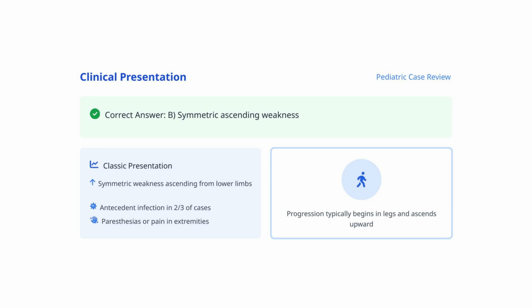Guillain-Barré syndrome typically presents with symmetric weakness that begins in the lower extremities and ascends upward. Approximately 2/3 of pediatric cases follow an antecedent infection, usually respiratory or gastrointestinal, occurring 1 to 4 weeks before symptom onset. Children may also complain of paresthesias or pain in the extremities as early symptoms.